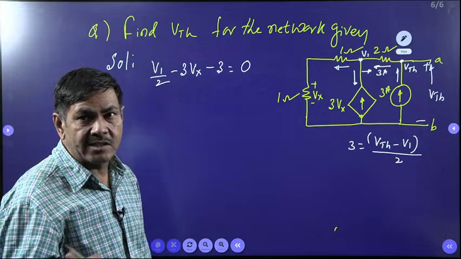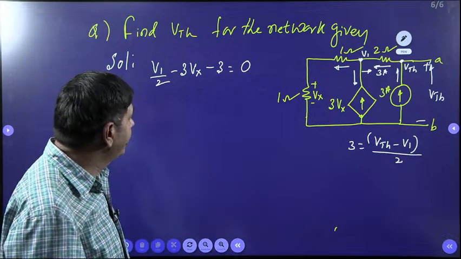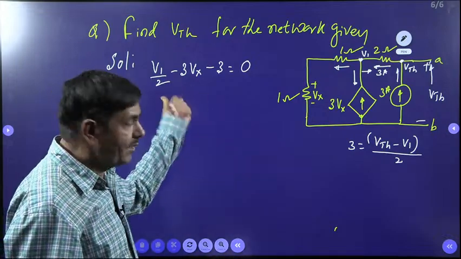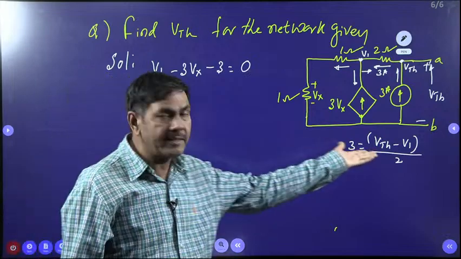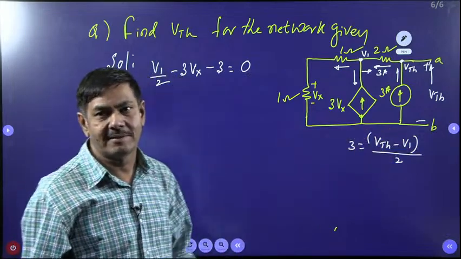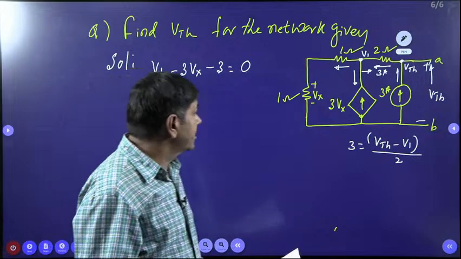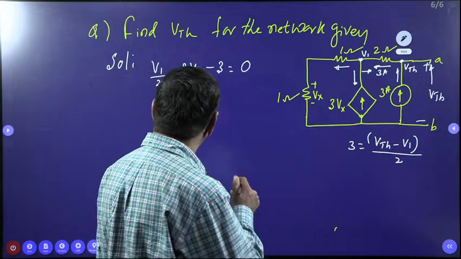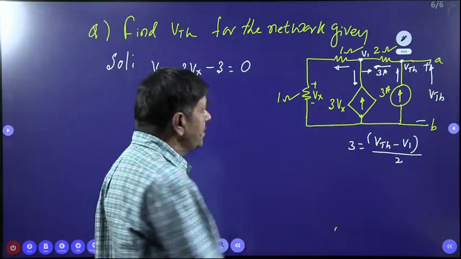Once we know the value of Vx, V1 I can get. Once I got the V1 value, I can determine VTH value directly now. That way we can do the question now. But how to get that Vx value, sir?